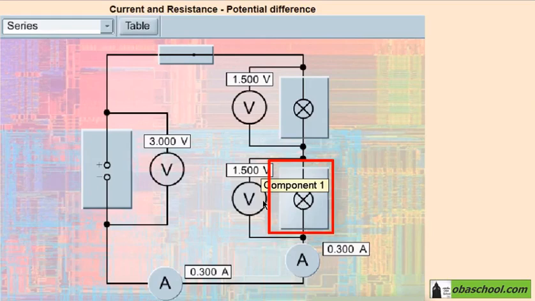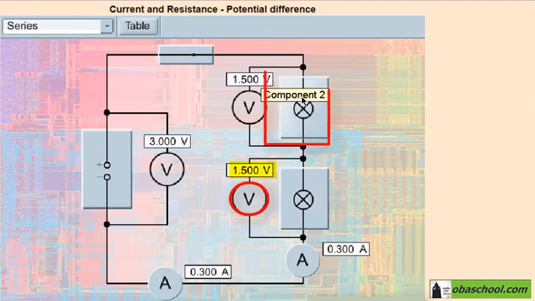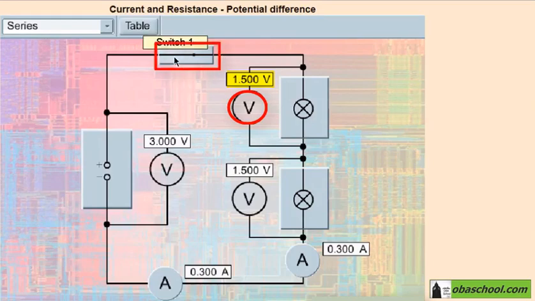Component 1, where a voltmeter is connected in parallel to it, reading a voltage of 1.5 volt, and component 2 also having a voltmeter connected in parallel to it, reading 1.5 volt, and here a switch.